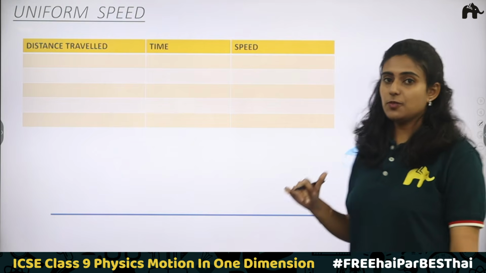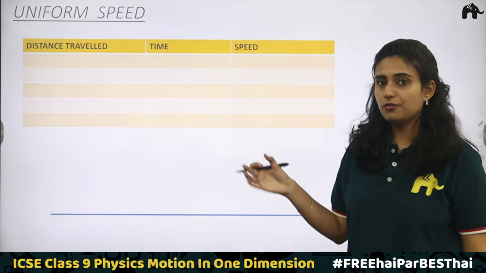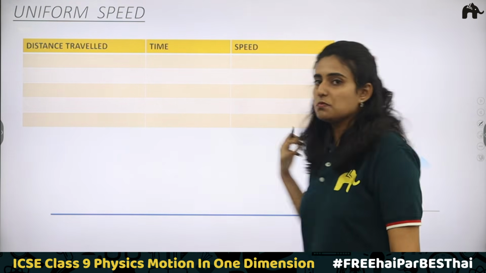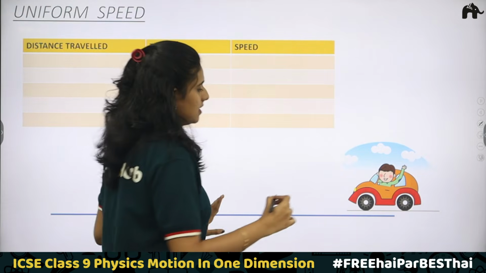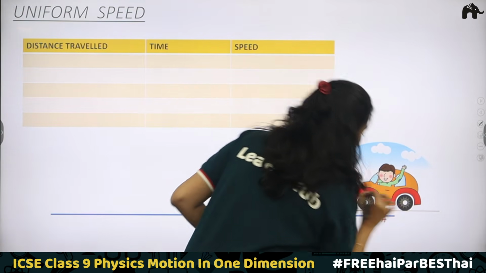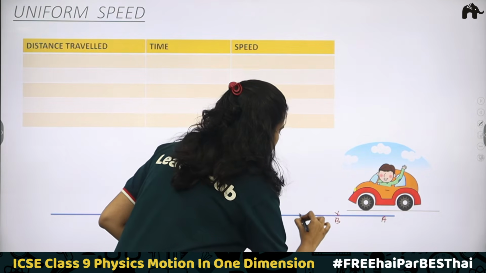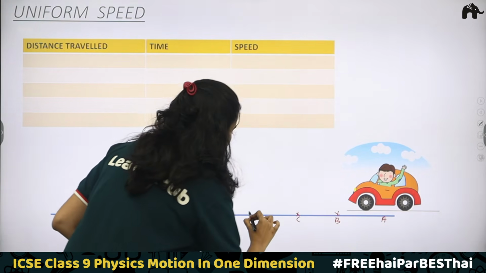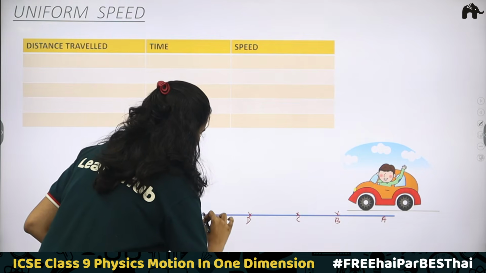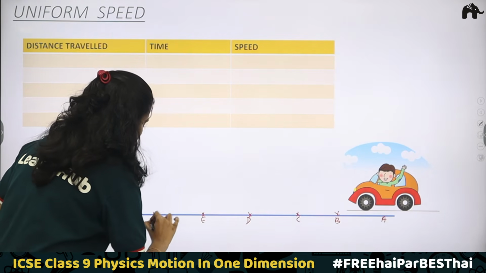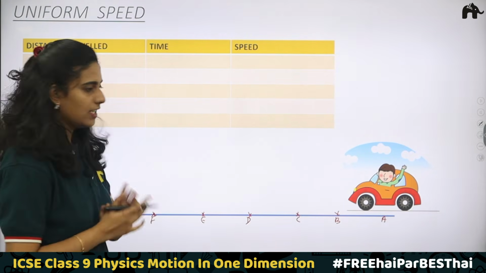So, there are different types of speed. First, let us understand what is uniform speed. For that, you consider a case, a boy is moving in a car. His initial point will mark as A. From A, he reaches B. From B, he reaches C. C to D. D to E. And E to F. Let's say F is his final position.